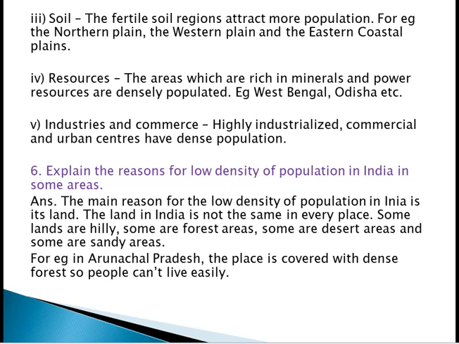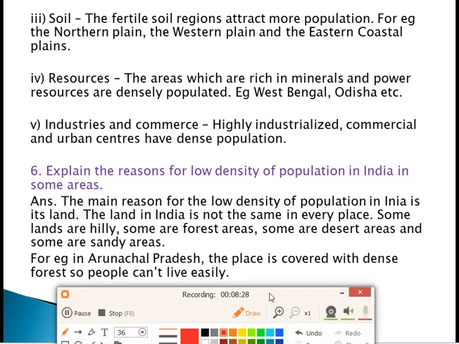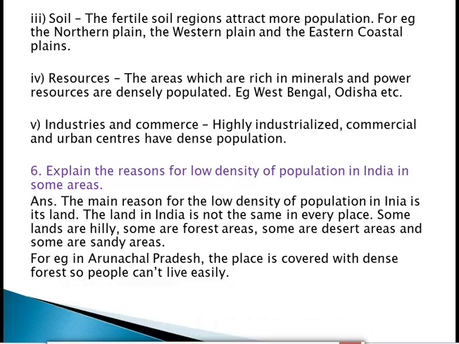So the third factor is soil. You know that soil is so important even for the farmers. If the soil is fertile, they can grow more and more crops in it, right? The fertile soil region attracts more population. Example: the northern plains, the western plains and the eastern coastal plains. These areas have very fertile soil which attracts people so that they can grow different types of crops in that area.